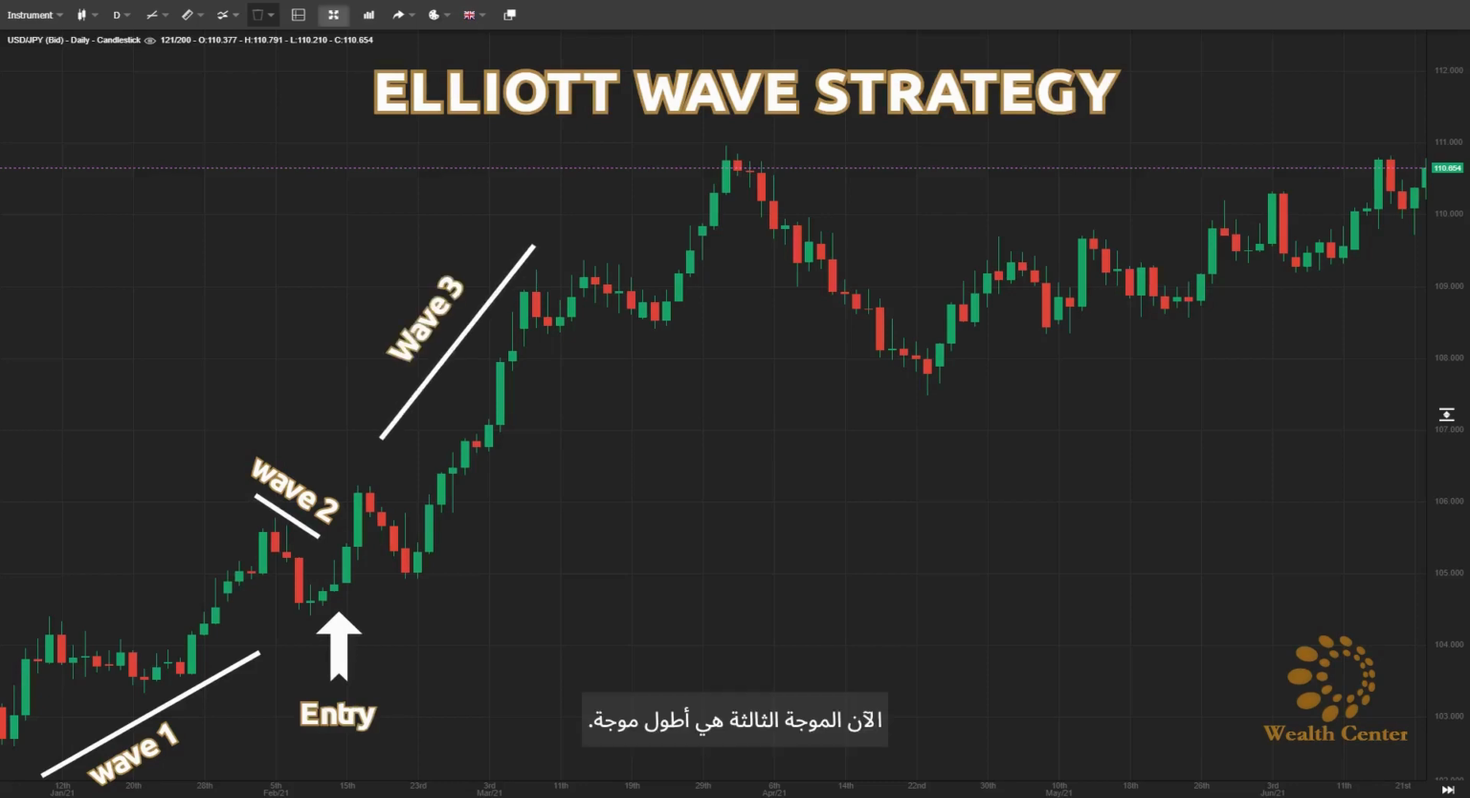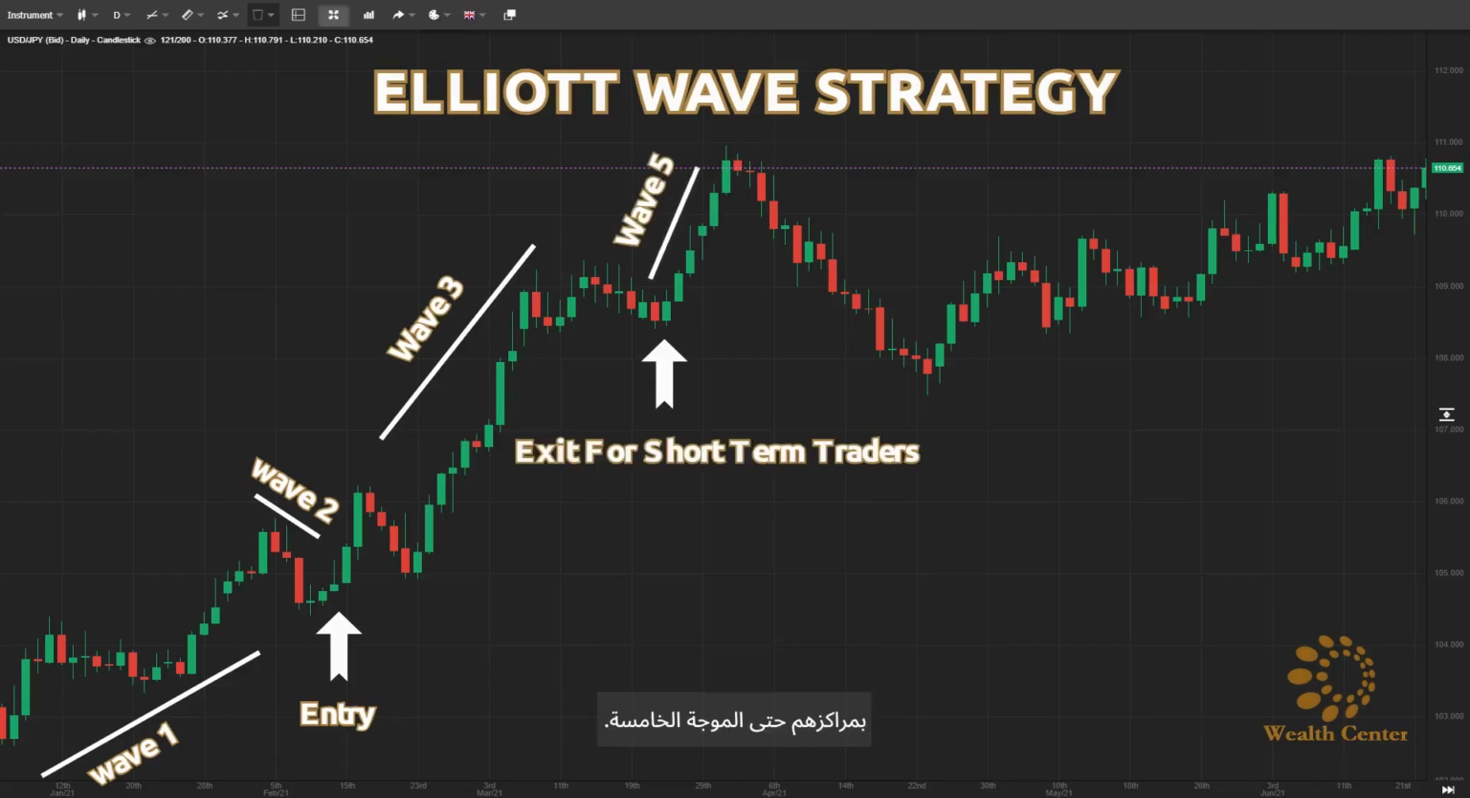This leads to the formation of a second wave, which is also our entry wave. Now the third wave is the longest wave, and for the short-term traders, the exit point is when the wave shows some signs of a correction. The long-term traders can continue holding their position until the 5th wave. However, the disadvantage for the long-term traders is that they will have one more corrective wave ahead.